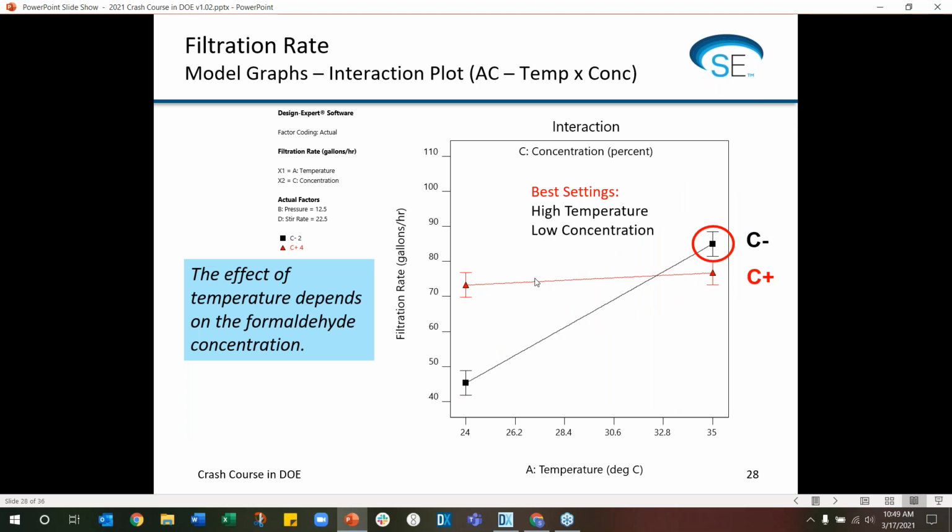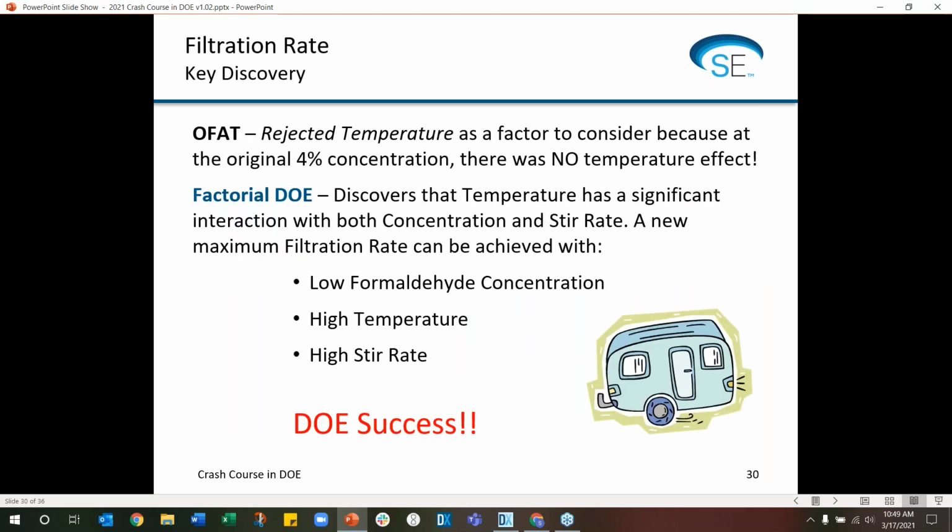That was right here. At the original 4% formaldehyde concentration, if you went from 24 to 35 degrees, your filtration rate hardly changed at all. That change is probably just buried in the noise of the process. So the original experimenters could easily have just said, oh, we don't have to worry about temperature. We can just keep that fixed. And that would have been a fatal flaw because the factorial DOE discovered that temperature has a significant interaction with both concentration and stir rate.